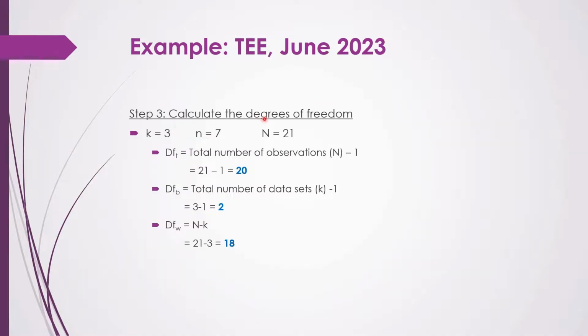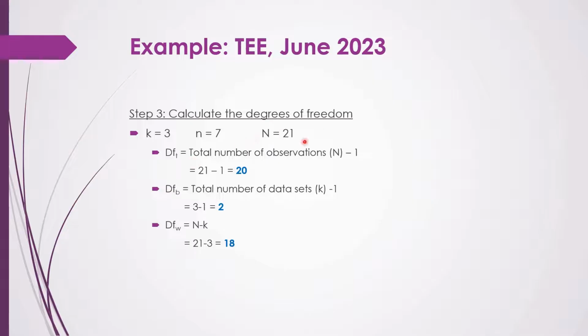Our third step now is to calculate the degrees of freedom. And for that, what do we need? We need k, we need n, and we need the capital N. K is the total number of groups, which is 3. Then there is small n, which is the total number of data points under each group. And we have 7 under each group. And capital N, that's the total number of data points, which would be 3 into 7, 21.